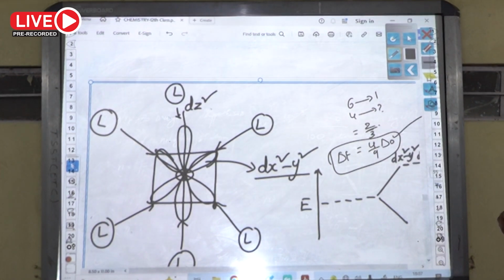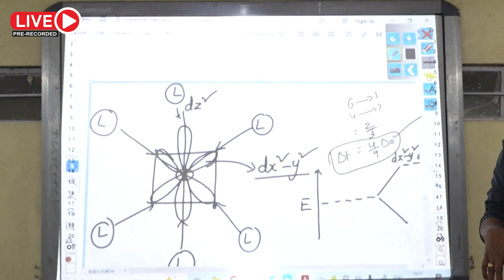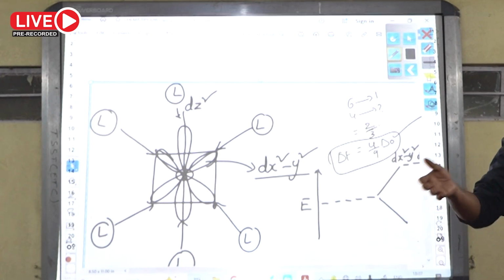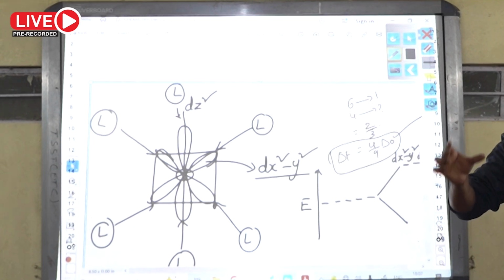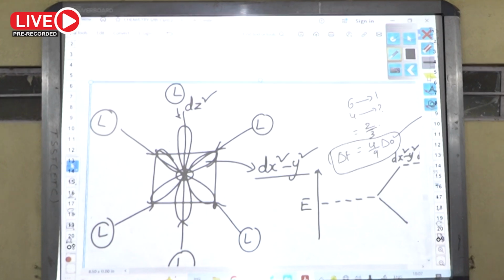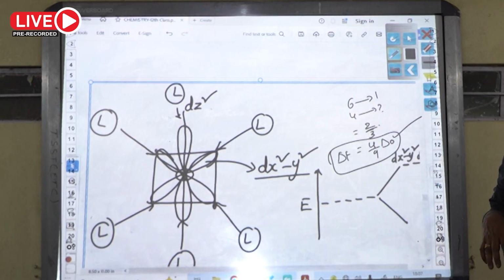In one examination, they gave the value in octahedral field and asked the value in tetrahedral field. Students should multiply with 4 by 9. What is the question they created? Delta naught value is given. What do they ask? Delta T value is asked. Delta T is always 4 by 9 of delta naught.